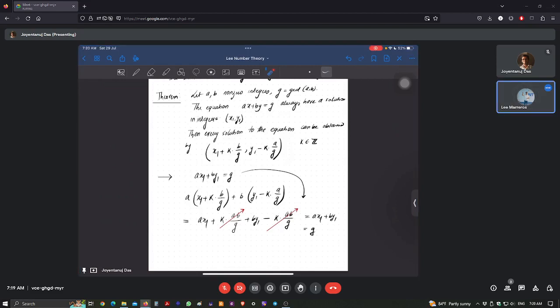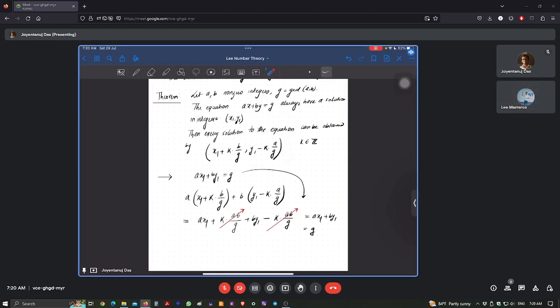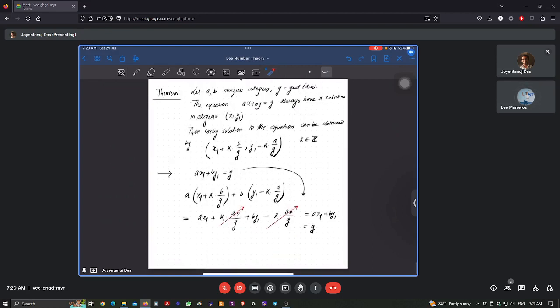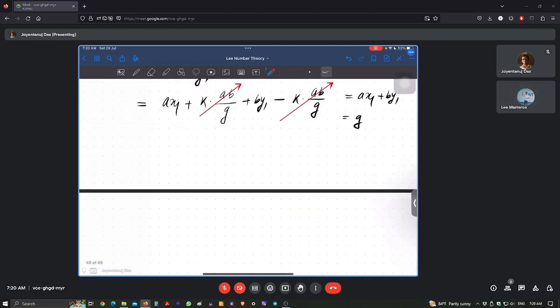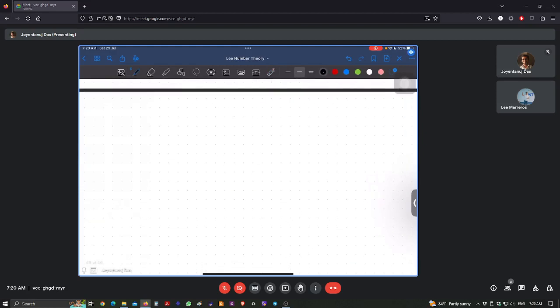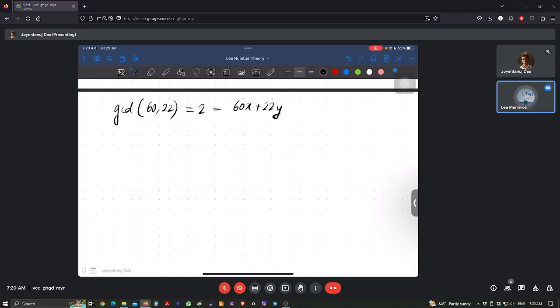So now, I think in the next page they have given that example: 60 and 22. We know that the GCD is 2, and minus 4 comma 11. So what they are doing is, GCD of 60 and 22 is 2. And the linear equation is 60x plus 22y.